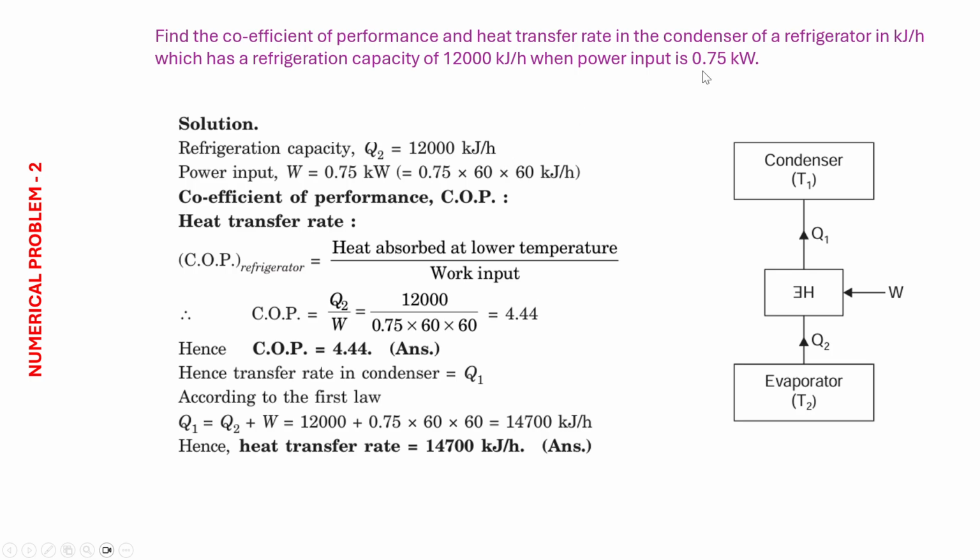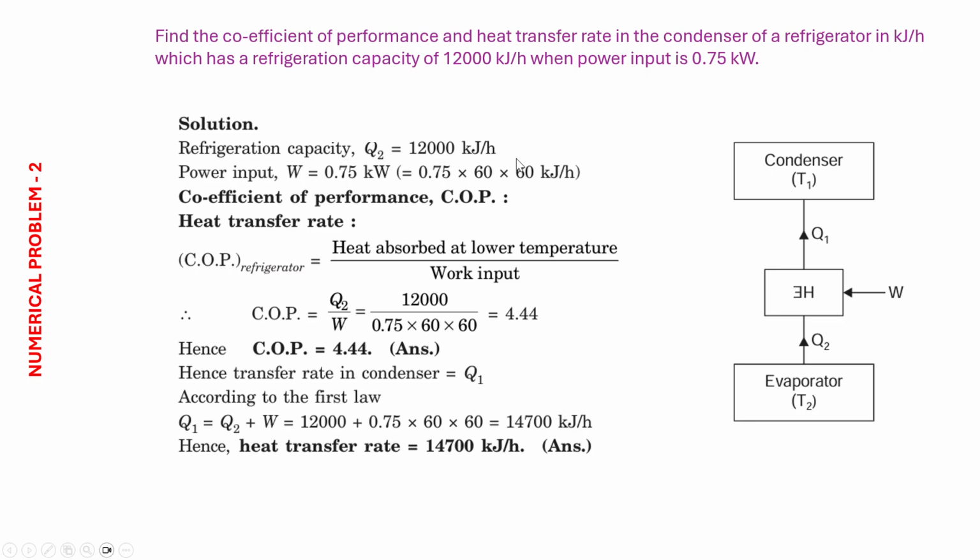When power input is 0.75 kilowatt, right? So either you have to convert this kilojoule per hour into kilojoule per second, or else you need to convert this kilowatt into kilojoule per hour. That will give you a unitless COP, right? COP as well as efficiency are going to be unitless, right?